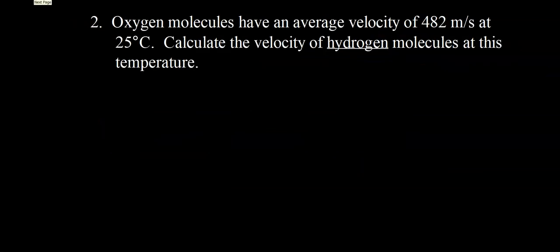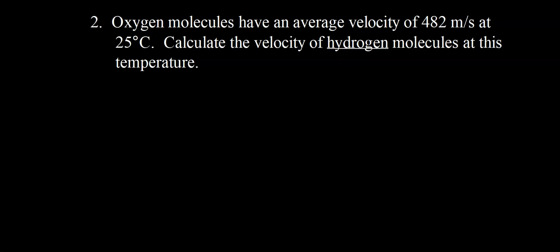All right, so go ahead and try this one on your own. It says oxygen molecules have an average velocity of 482 meters per second at 25 degrees Celsius. The temperature here is irrelevant. Calculate the velocity of hydrogen molecules at this same temperature.